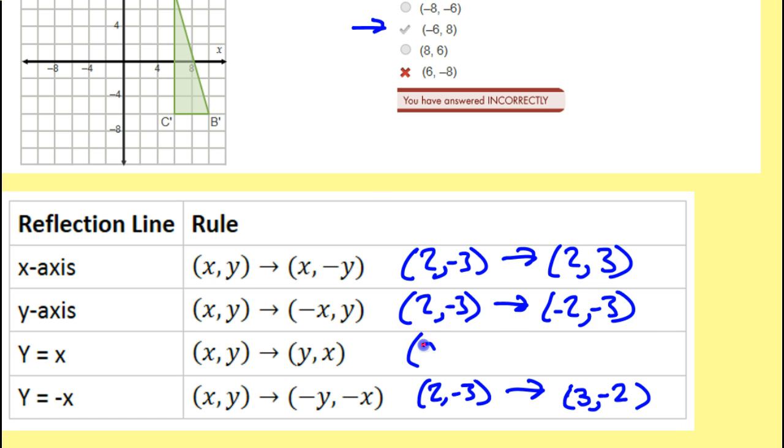Okay, might as well put this one back to complete my little chart. All right, 2, negative 3. We just switched them around, so that was negative 3, comma 2. So the rules will help you if you need them. Copy down the rules and have that little piece of paper next to you when you take your next quiz.